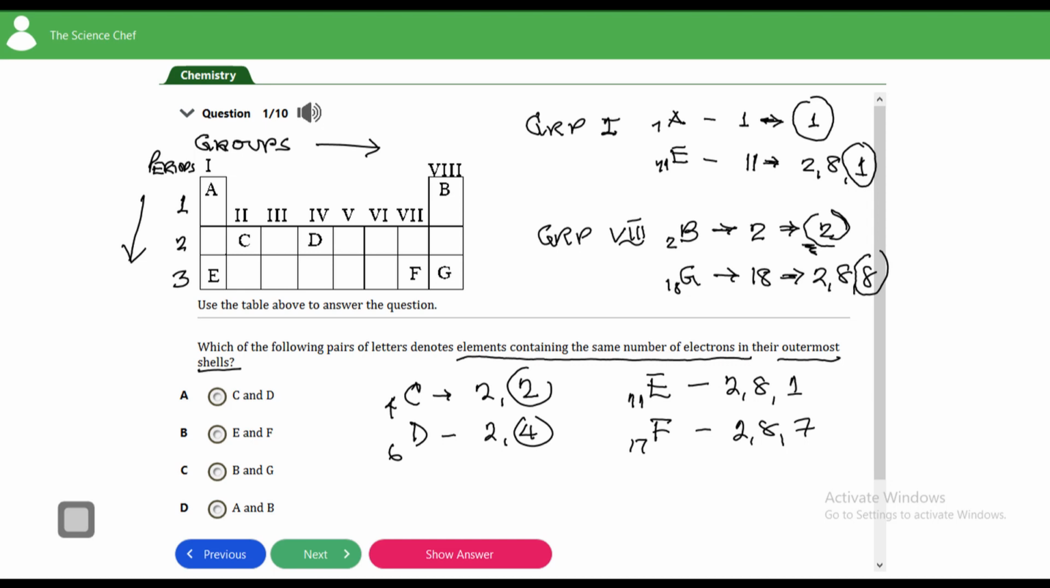But they typed here A and B. So it is not A and B. It is A and E, right? So there's no answer in this question. The answer should be A and E. That should be the correct answer, A and E. So let's move on to the next question.